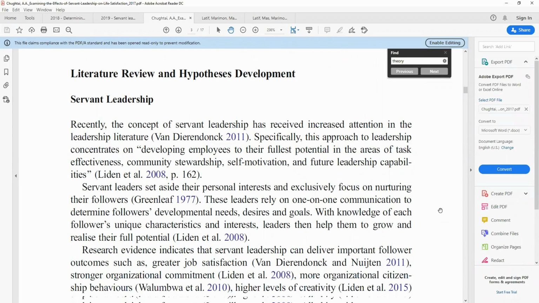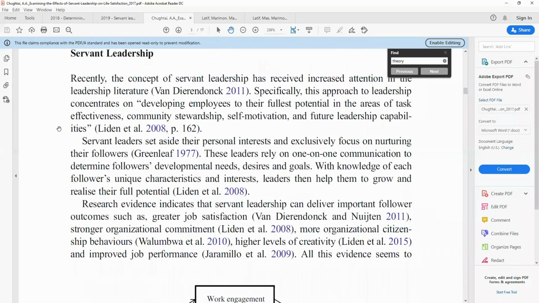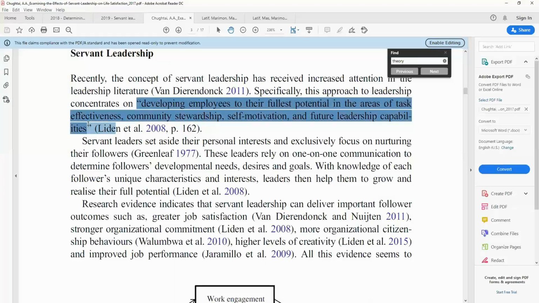So, what is servant leadership? You need a definition. Recently it has gathered much research attention. But this is the definition primarily: focusing on developing employees to their fullest potential in the areas of task effectiveness, community stewardship, self-motivation, and future leadership capabilities. This is how they have defined servant leadership in their research. And this is the definition they have used. They have used the definition of Liden and others.